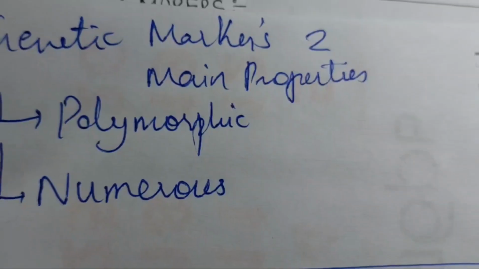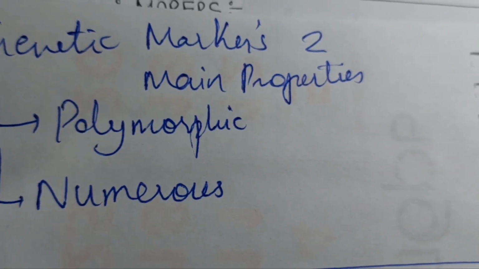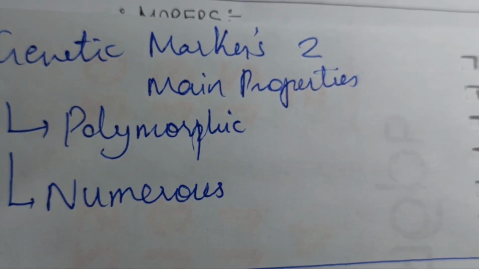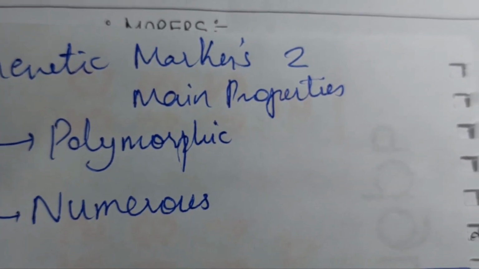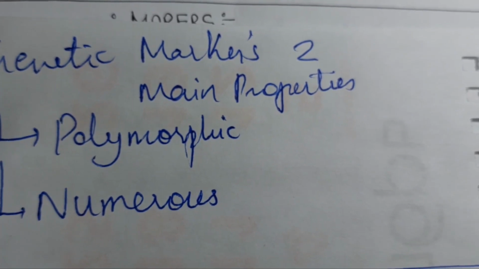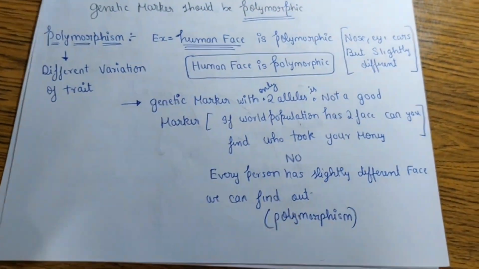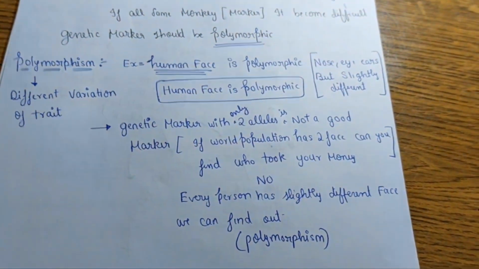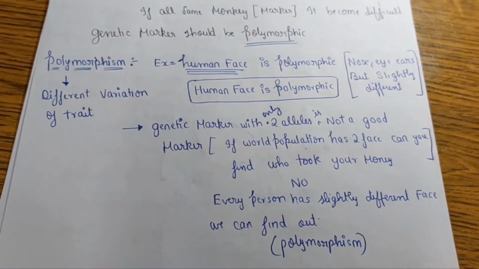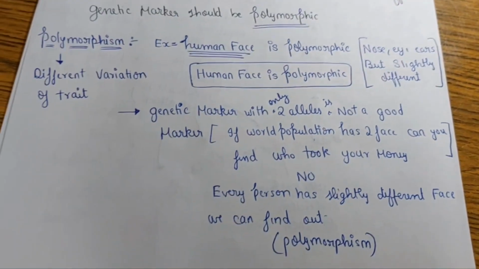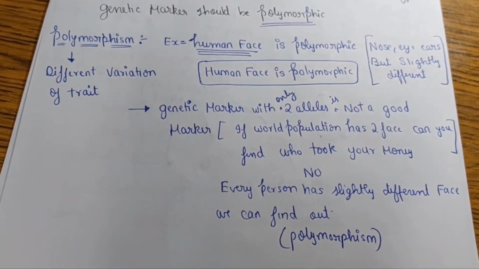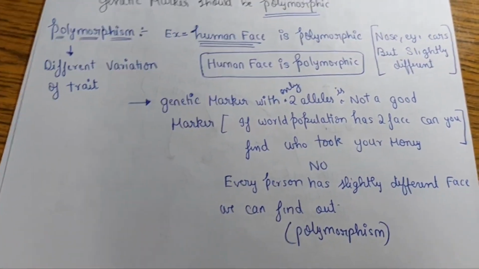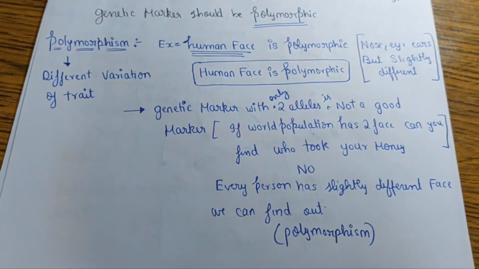Now we are going to discuss genetic markers and their properties. So genetic markers have 2 main properties, that is polymorphism and that genetic markers should be numerous. What we mean by polymorphism of genetic markers is that, for example, if we consider the human face as a genetic marker for now, every one of us has nose, eyes, ears, but we all look slightly different. That means we all are polymorphic according to our face, if we consider our face as a genetic marker.